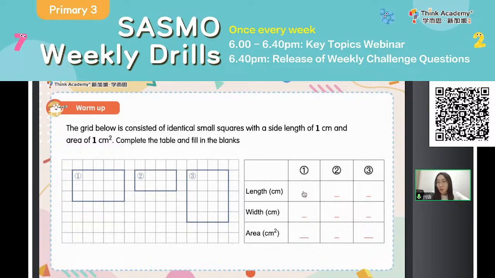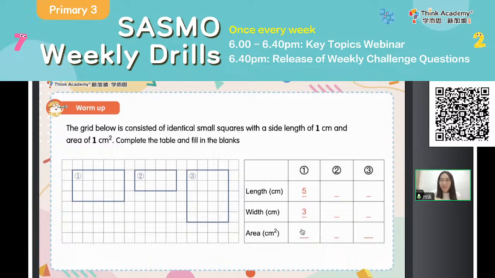So now everyone, could you please tell me what is the length of rectangle 1? What is the length? What is it? Is it hard? You just count 1, 2, 3, 4, 5. Okay, and what is the width? What is the shorter side? What is it? Correct. That is a 3. So could you please tell me what is the area? That means how many small squares can you see in rectangle 1? How many?